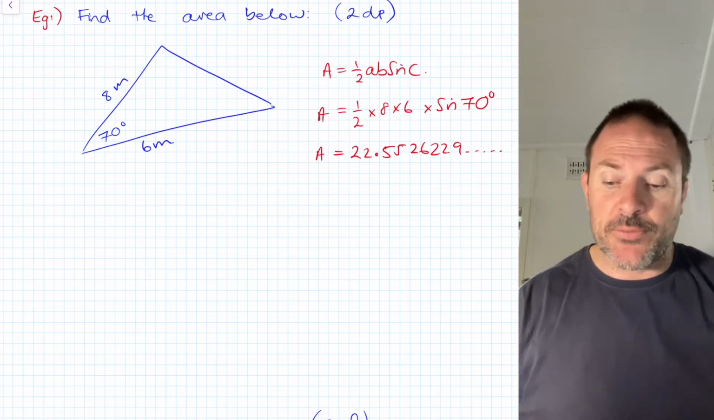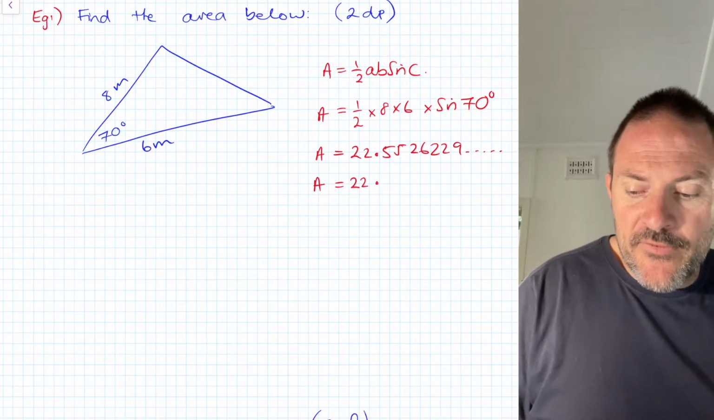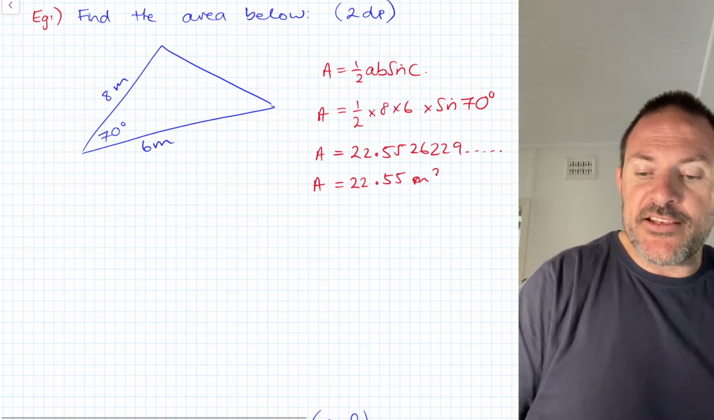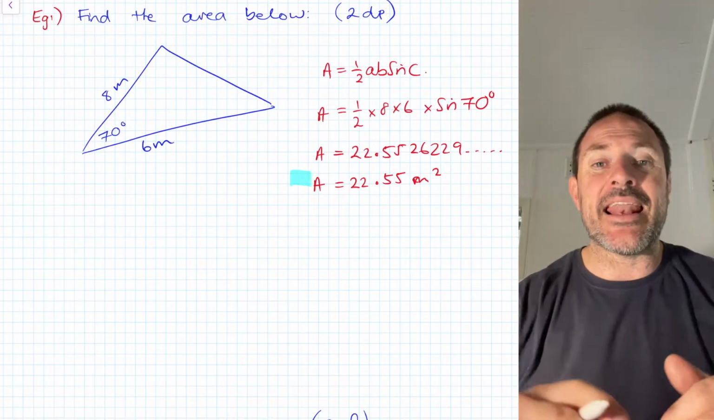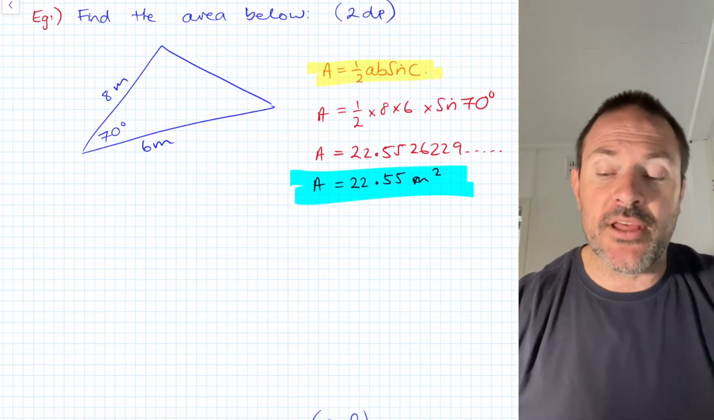It says for two decimal places. So area equals 22.55 meters squared, and that is my answer. It's as simple as that. It's not that hard. Again, you are generally given that rule there, so that's fine.